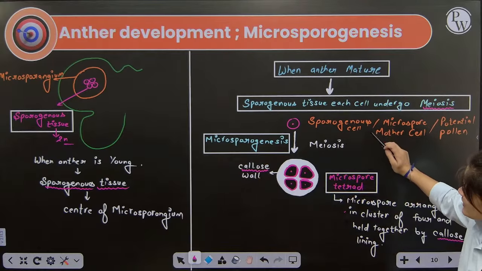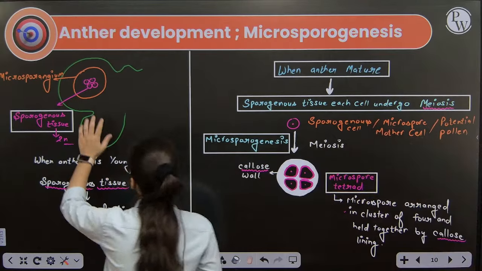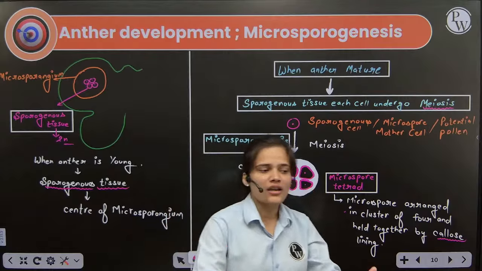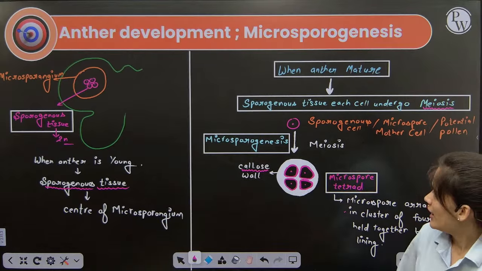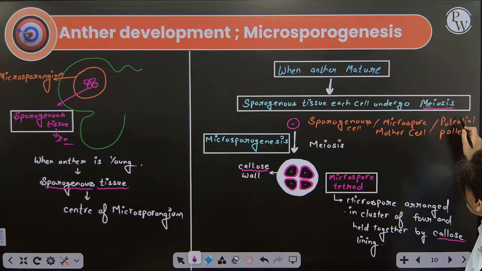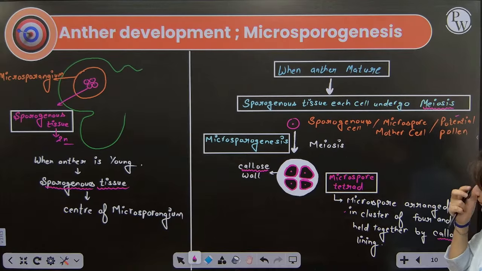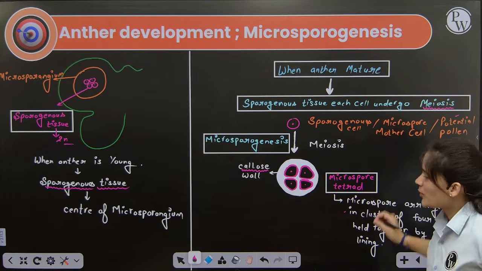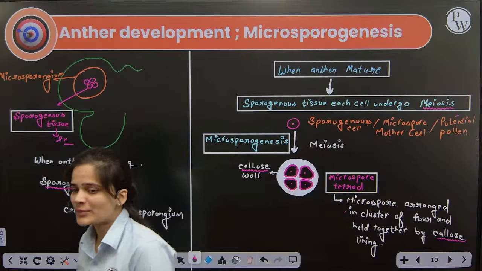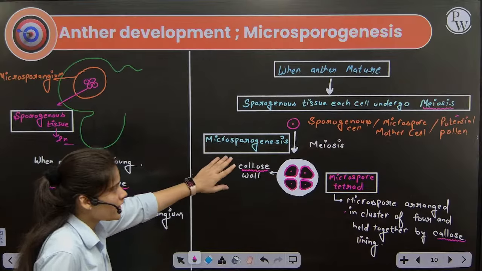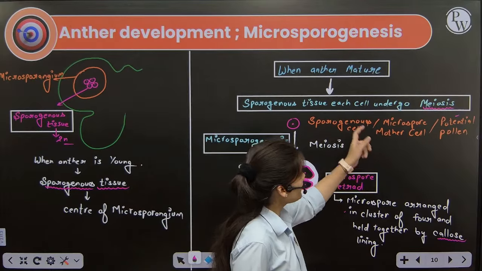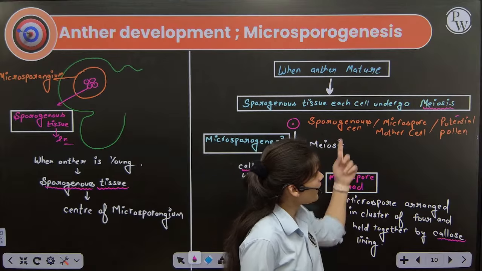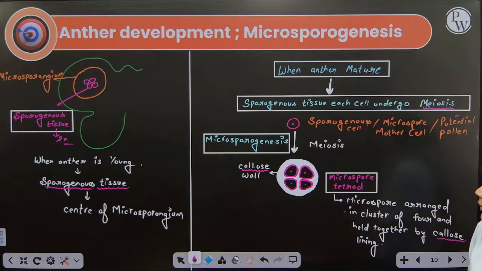Each and every cell of this sporogenous tissue has the capability to give rise to microspores. That's why this cell is also known as potential pollen. What are the other names of the sporogenous tissue cell? They are also known as microspore mother cells, as each cell of the sporogenous tissue has the capability to give rise to microspores. That's why it is also known as potential pollen.